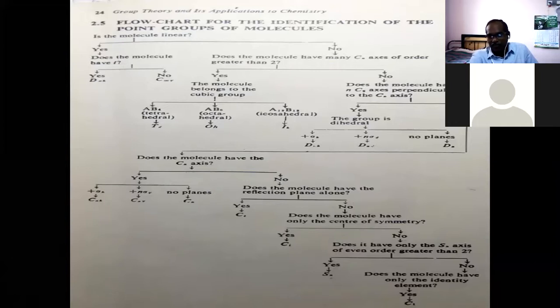Does the molecule have the reflection plane alone? Only a reflection plane is available. I will tell you about such molecules, which contain the reflection plane alone, at a later stage. Then that belongs to the Cs point group. If the picture is not clear in the presentation, you can note down in your paper: it is Cs, C suffix s point group.